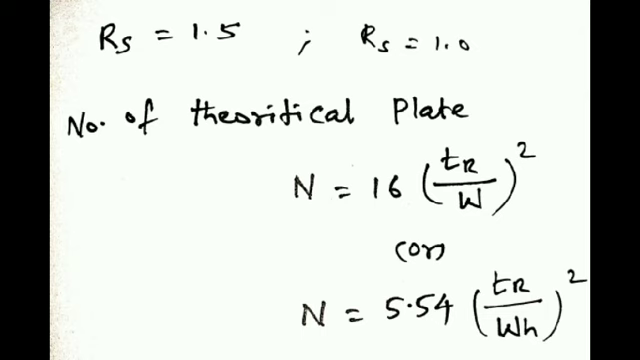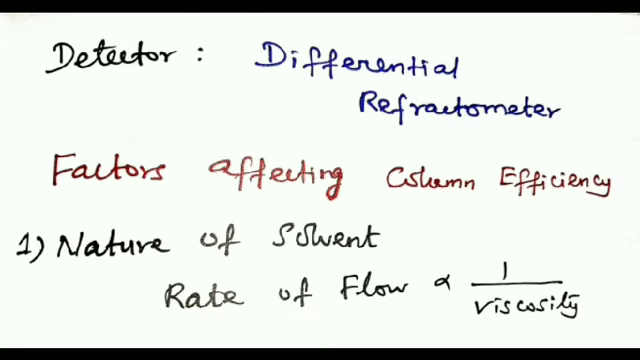Number of theoretical plates, that is N, must be equal to 16 into (TR by W) whole squared, where TR is the retention time and W is the baseline width of the chromatographic peak, or N equal to 5.54 into (TR by WH) whole squared. In adsorption chromatography, a differential refractometer is used as a detector.